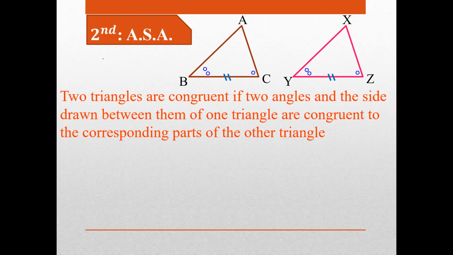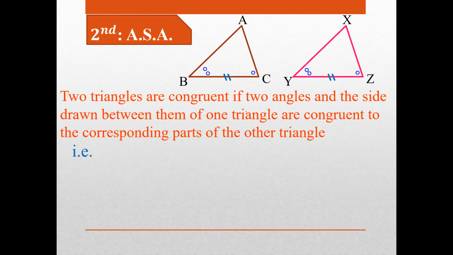Again, the second case is ASA, angle, side, angle. But the first one is side, angle, side, SAS. The second one is ASA, angle, side, angle, congruent to angle, side, angle. The two triangles are congruent if two angles and a side drawn between them of one triangle are congruent to the corresponding parts of the other triangle.